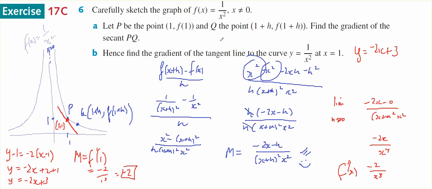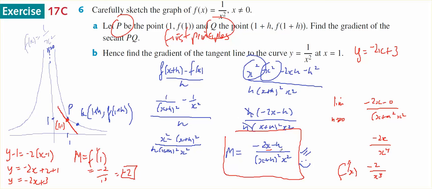Just to recount what I did, I used first principles to find the gradient from P to Q, and that's going to be this, in terms of x and h. At point P, x is 1 and h will be 0, so therefore I found my derivative and then I could find my tangent line.